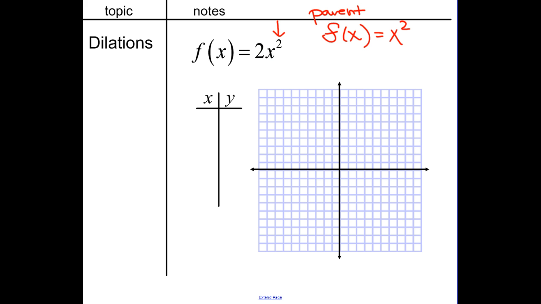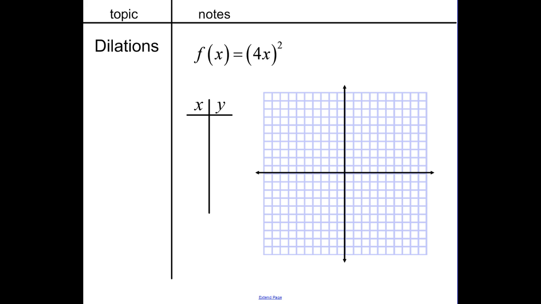But before I do that, I'm going to look at this piece here. Is that on the inside or on the outside of that squared? Well, that 2 is not being squared, so it's on the outside. That means this is going to be a vertical, and since it's greater than 1, it's going to be a vertical stretch by a factor of 2.